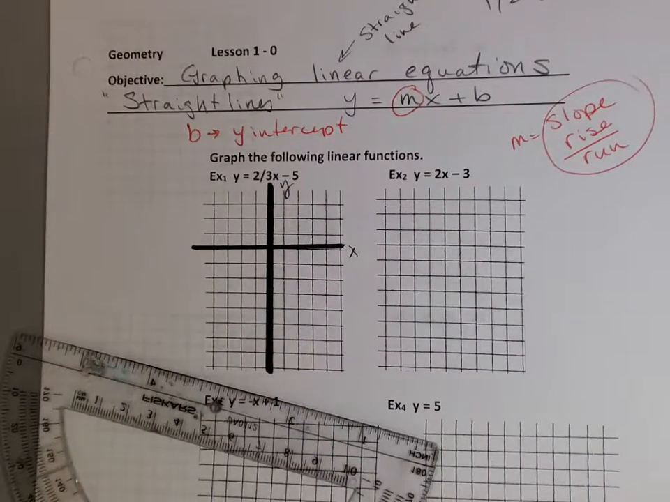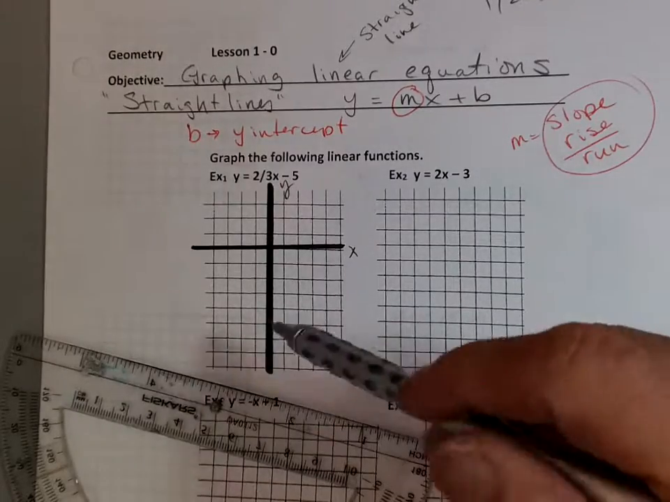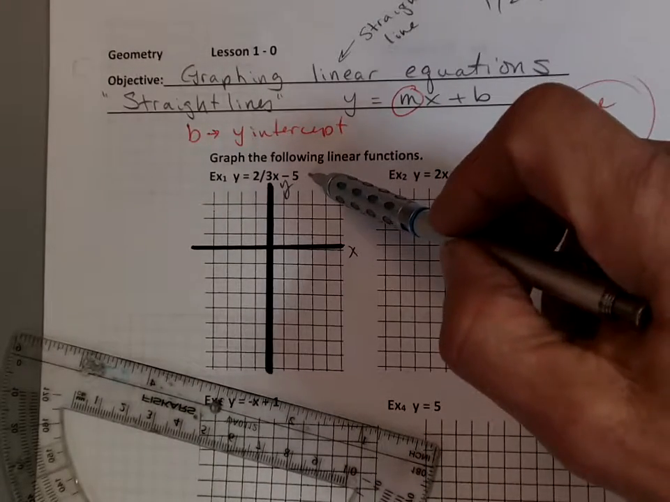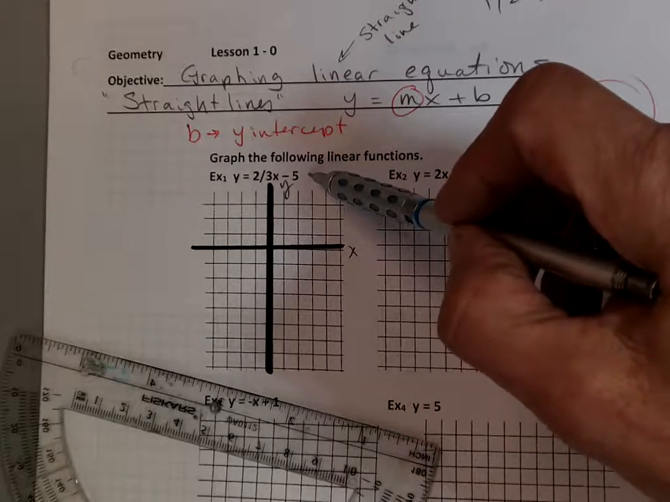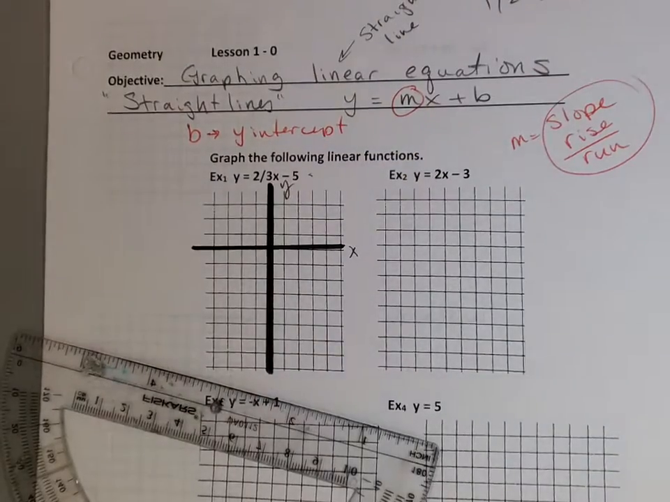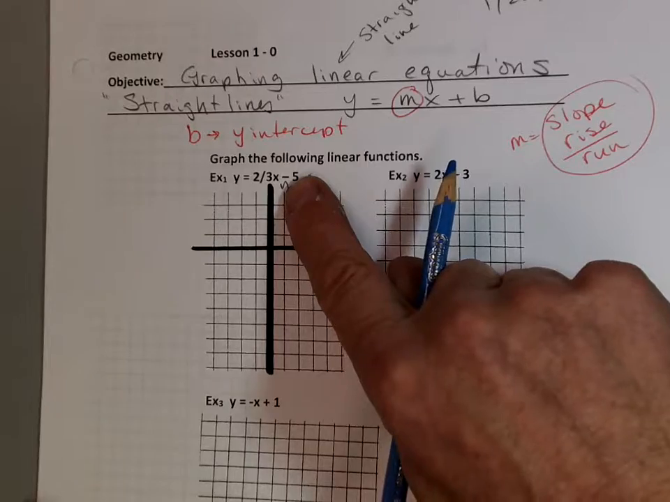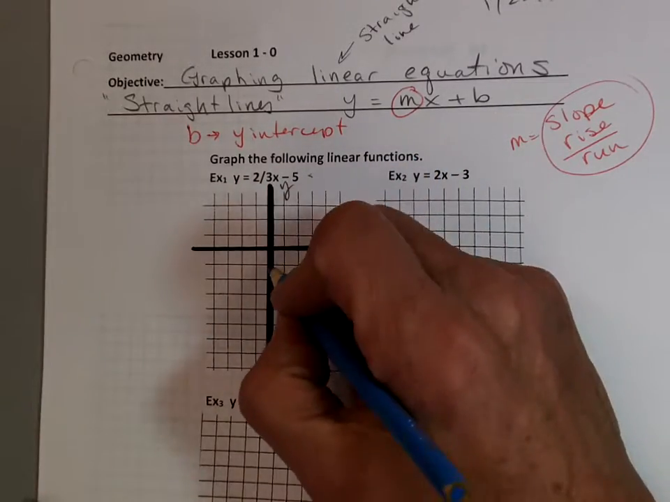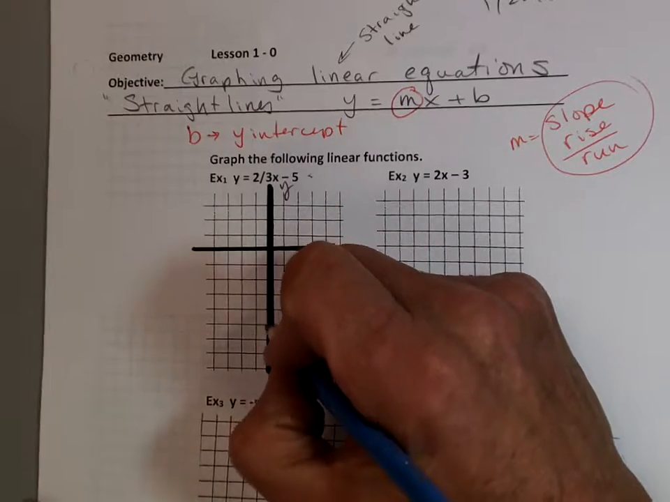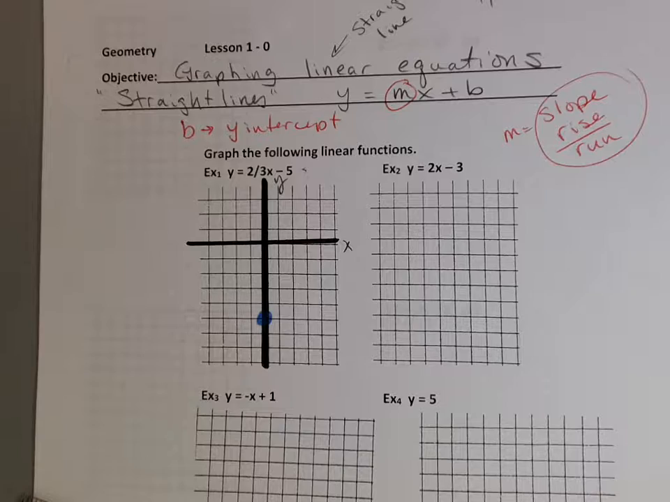So for example 1, every line has a name. The name of the line I'm going to graph is y equals 2/3 x minus 5. To graph this, we first go to the y-intercept, which is the -5, and that's where we like to start. So I'm going to go down to -5: 1, 2, 3, 4, 5. Put a dot.